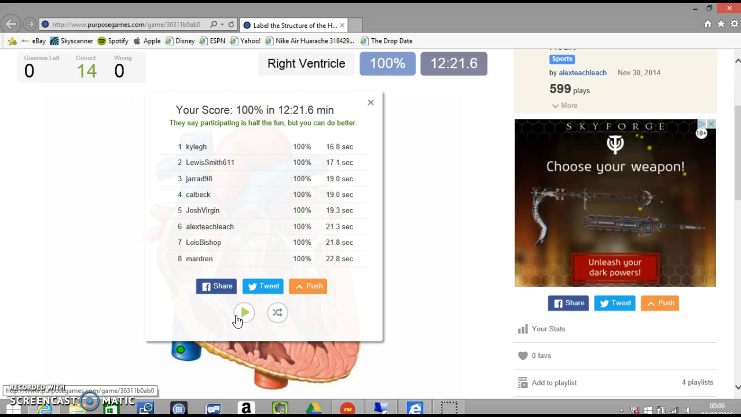I'm going to quickly pause this video now. That is the functions and the structure of the heart. I'm now going to go on to the respiratory system and do the same on the game. I'll be back in 2 seconds.